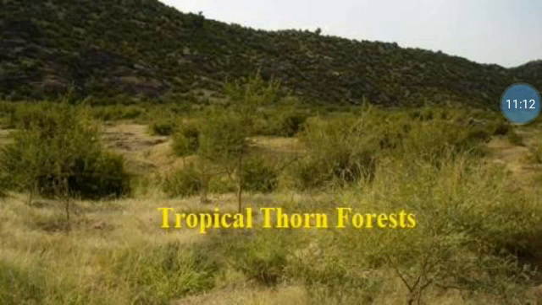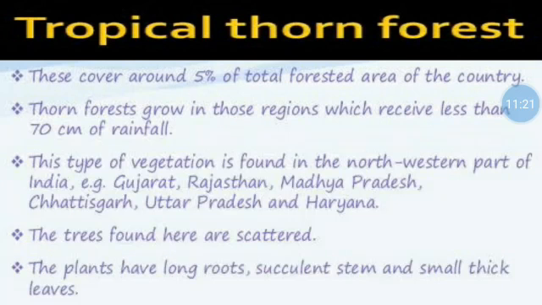Now, tropical thorn forest. Here we can find more trees which have lots of thorns. The general features of tropical thorn forests are: these cover around 5% of the total forested area of the country. Thorn forests grow in those regions which receive less than 70 centimeters of rainfall. This type of vegetation is found in the northwestern part of India, for example, Gujarat, Rajasthan, Madhya Pradesh, Chhattisgarh, Uttar Pradesh and Haryana.